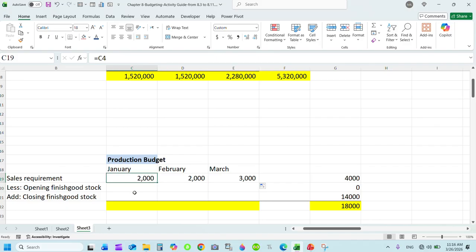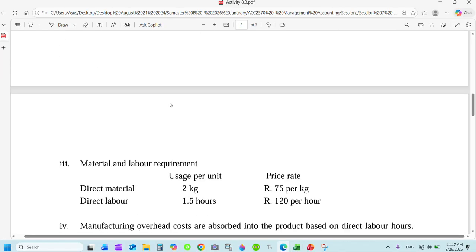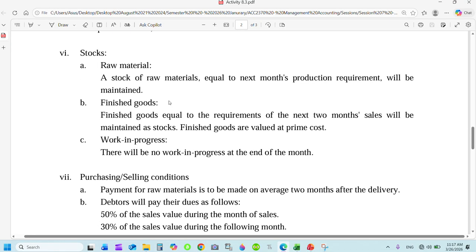In addition to the sales requirement, you need to produce your closing stock requirement, right? You need to produce first to cover your sales requirement. In addition, you need to produce to maintain your closing stock. So accordingly, closing stock policy. So what is our closing stock policy? You can remember we had a stock policy.